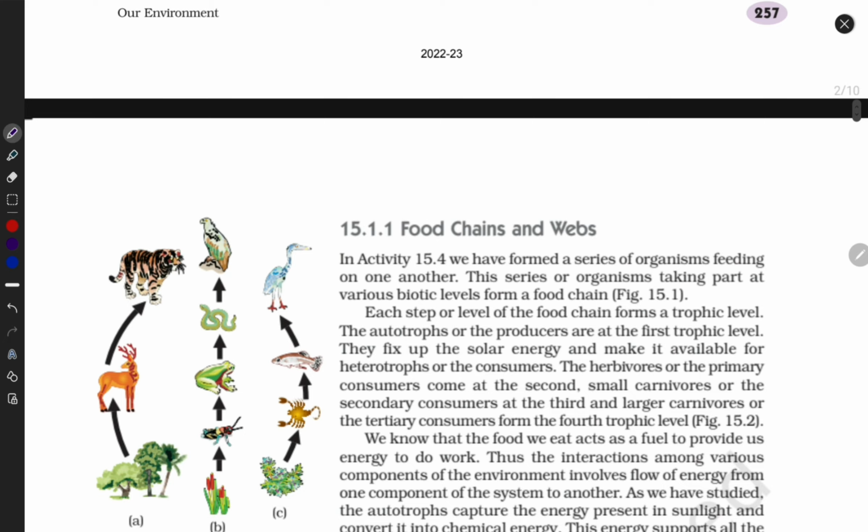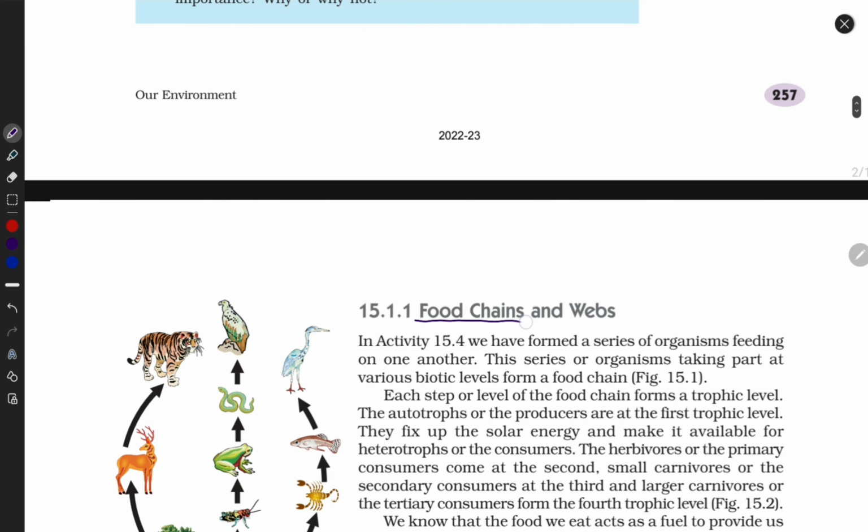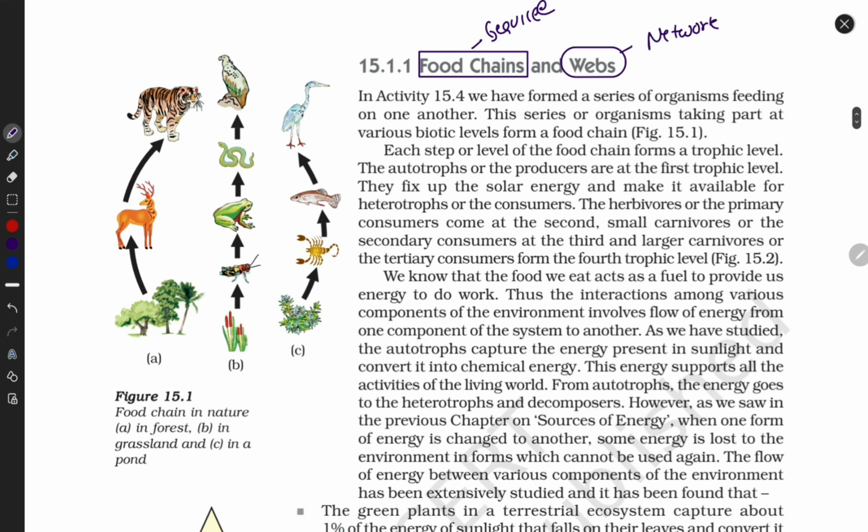Clear, guys? Very clear. Now understand what is a food chain and what is a food web. A chain is a sequence and a web is a network. First we're going to study the food chain. This is a tree. Deer feed on trees. The deer is a primary consumer, and trees are producers. Trees are always producers. Herbs, shrubs, plants, and deer are eaten by tiger. These are secondary consumers.